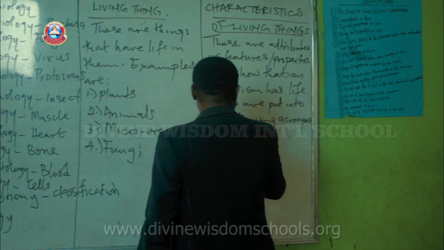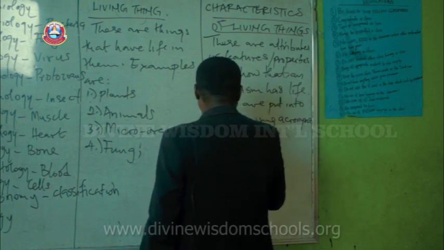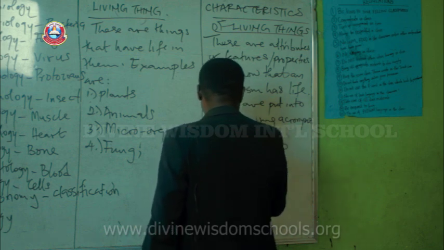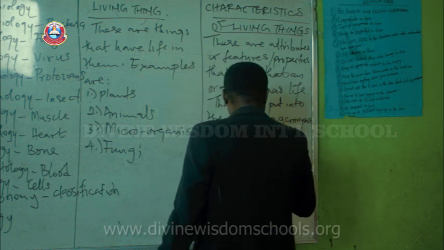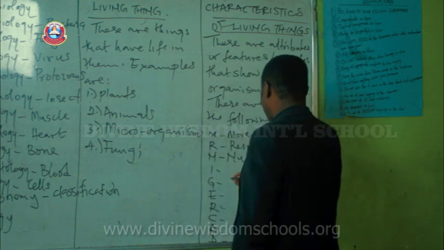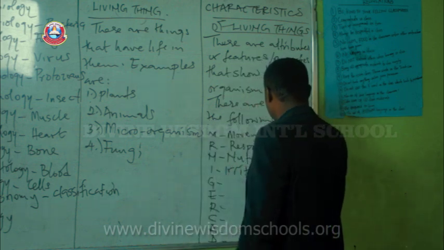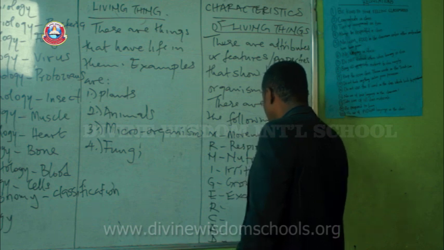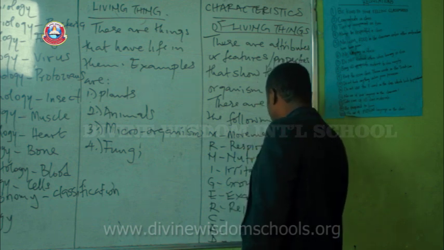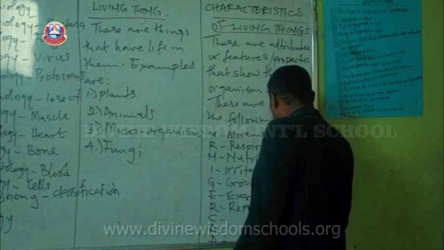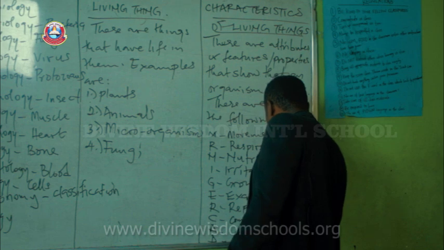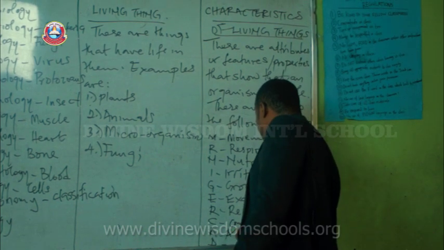Now, M means movement. R means respiration. N means nutrition. I means irritability. G means growth. E means excretion. R means reproduction. If this one is respiration, then this one will be reproduction. Then C means competition. And A means adaptation.